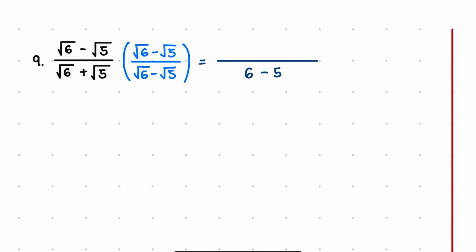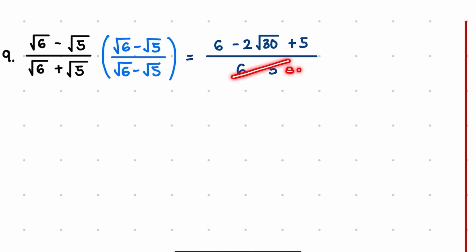And then for the numerator, take note that this one is the same, so this is just the square of a binomial. We have the square of the first term, which is 6, minus 2 times the product of these two, which is square root of 30, and then the square of the last one, which is plus 5. Just to take note, 30 cannot be simplified anymore, since this is equal to 2 times 15, or when we simplify further, 2 times 3 times 5. So it doesn't have any perfect square factors, so we leave it as it is. For the denominator, this will just be equal to 1.